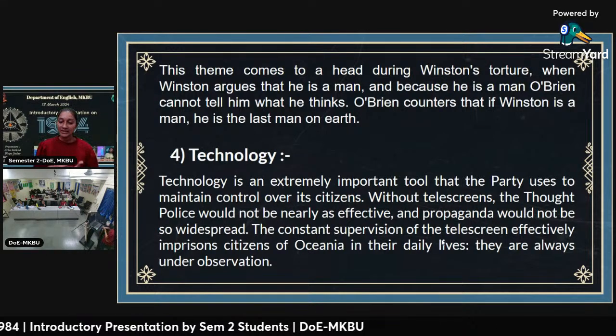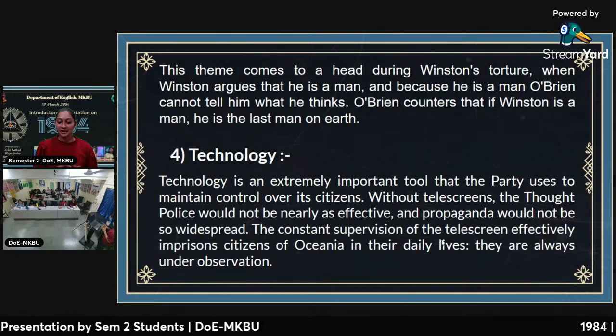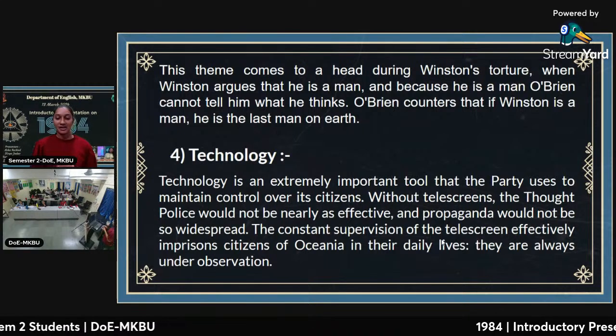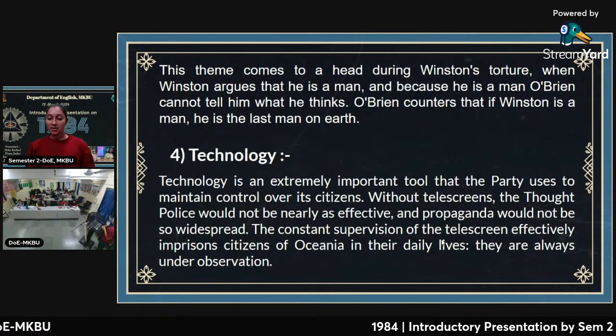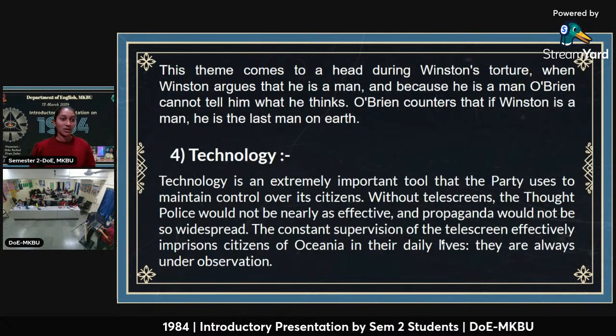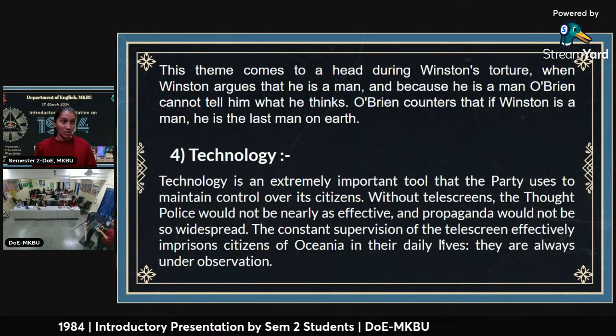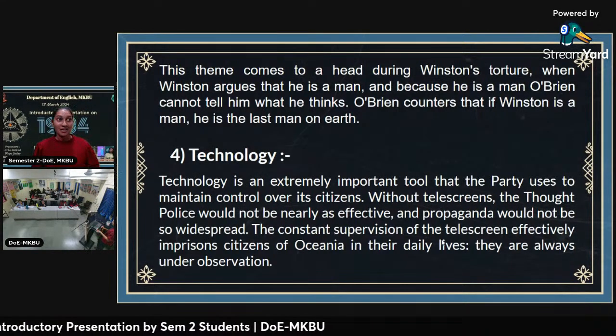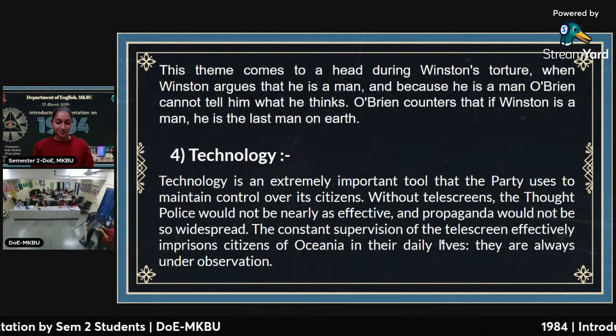Through the telescreen and the cameras which are all around the city, all people are monitored by Big Brother: what they do, what their mood or direction is, or even their relationships with each other.